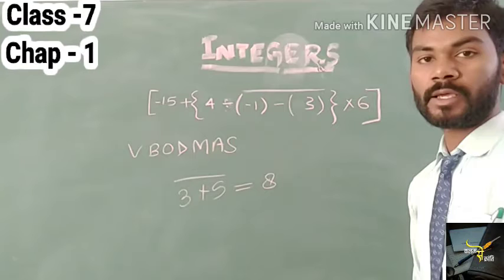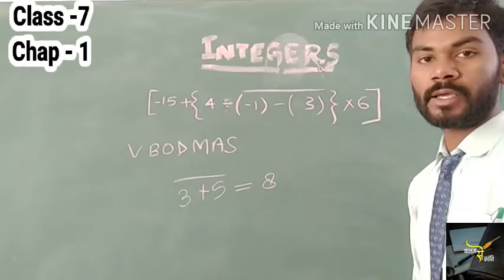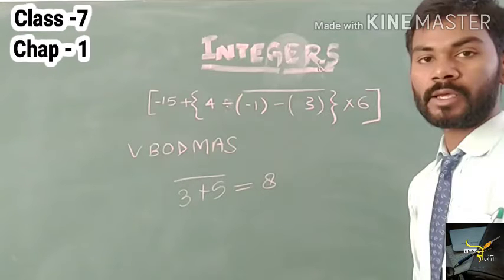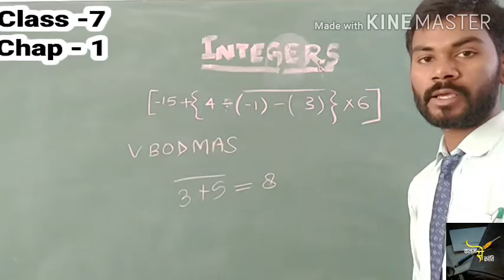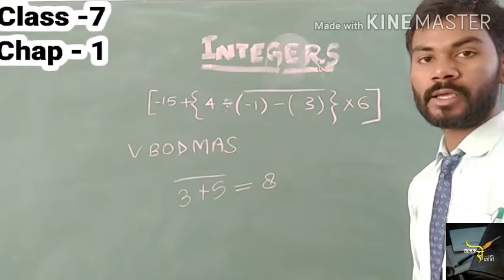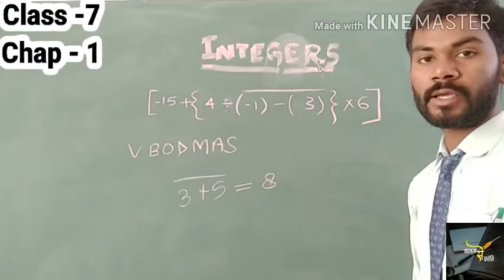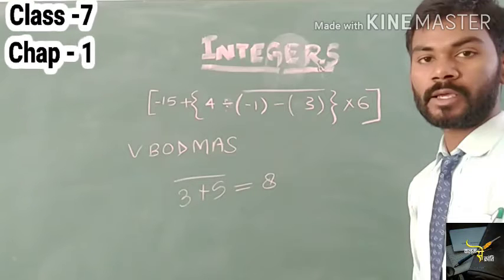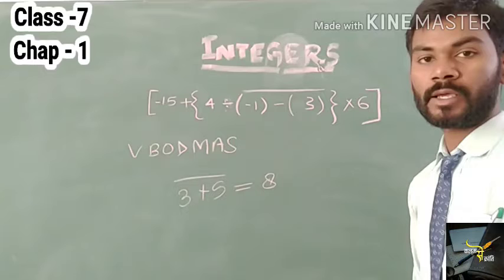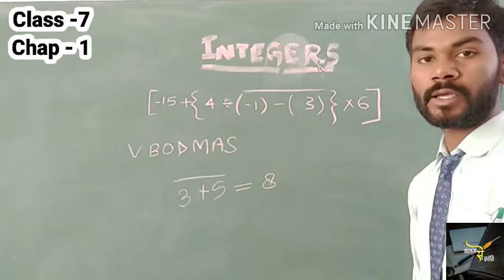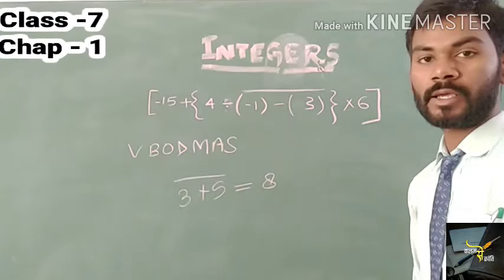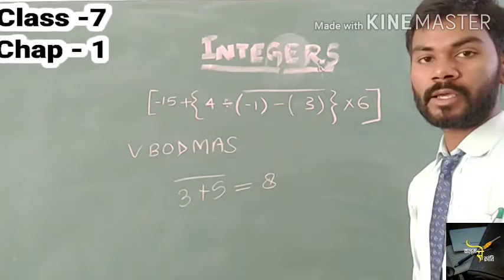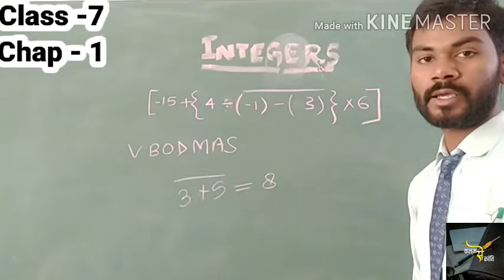Here according to the BODMAS rule, D comes before addition or subtraction. So here first of all we shall divide. So here we divide 4 divided over minus 4. Since, as I told you in the previous class, if dividend and divisor have different signs, then their quotient will always be negative. So here when we divide 4 by minus 4, we shall get the quotient as minus 1. Now again we multiply and we get the result.